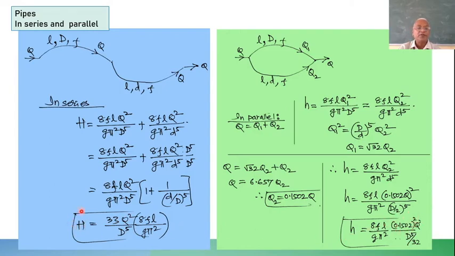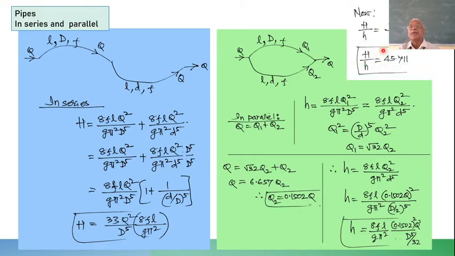And if you take the ratio, this capital H by small h, what you get is this way. H by h will be equal to this 33 Q squared remains on the top, divided by this 32 into 0.1502 squared, etc. comes in the denominator. Q squared cancels off, the ratio becomes 45.711. So it's an interesting problem wherein just the notations are used and then the information is given.